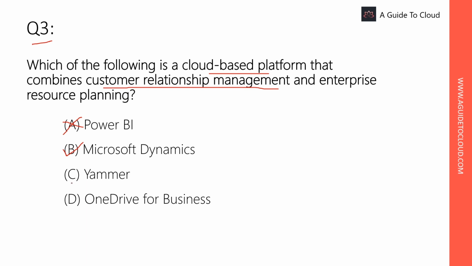Let's look at the other options. Is it Yammer? Definitely not. It's an enterprise-wide collaboration tool, like a site. OneDrive for Business is private storage for individual users. So that is definitely not an answer. So the right answer is option B, which is Microsoft Dynamics.